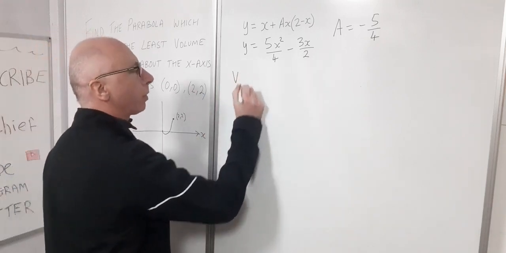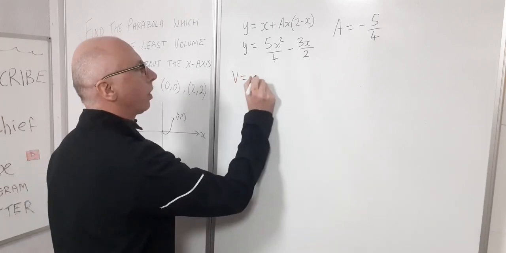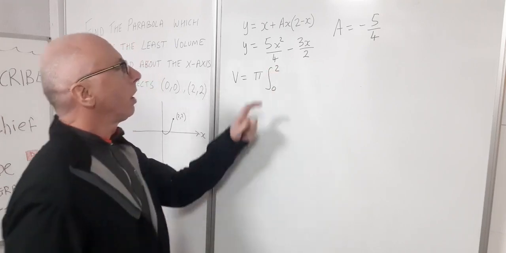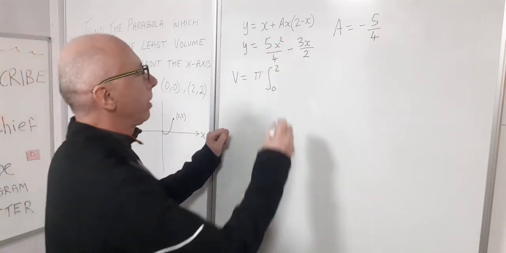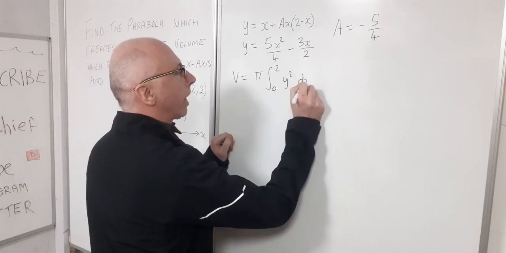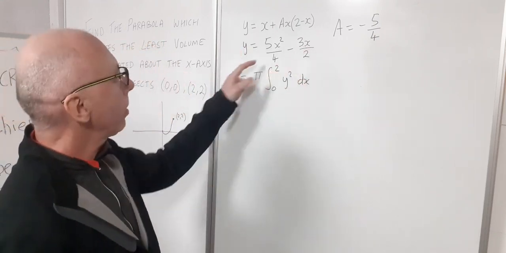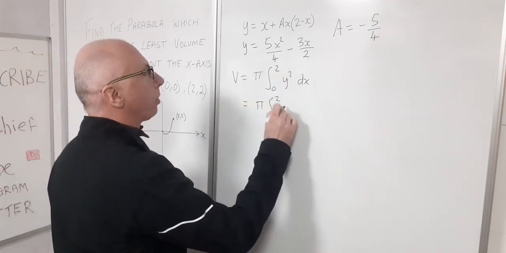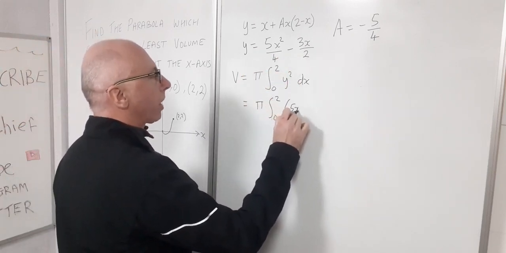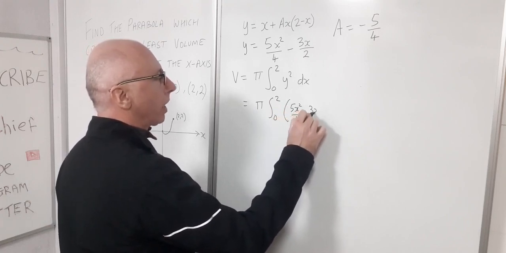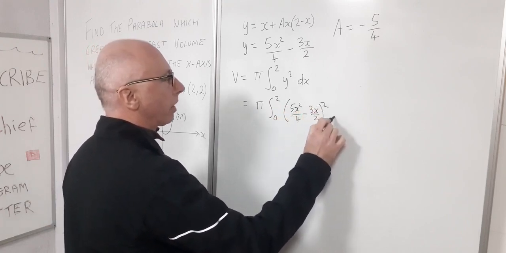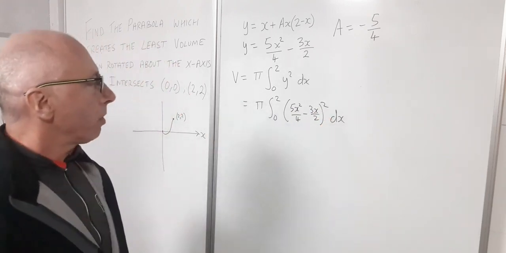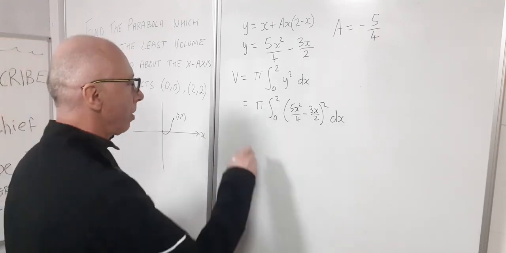So the volume that we got at the beginning of this video was pi times the integral from 0 to 2 of y squared dx. So this was our y, so let's plug that in. So now we get pi from 0 to 2 of 5x squared over 4 minus 3x over 2, squared, dx. And that will give us the value of our volume. So let's square this inside term.